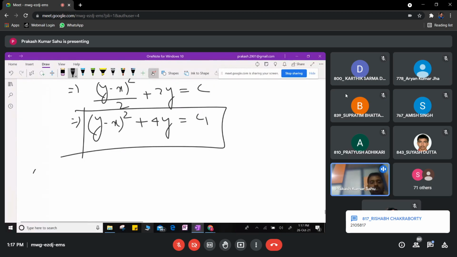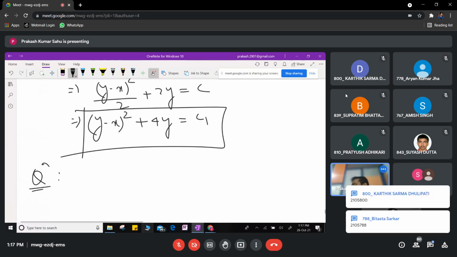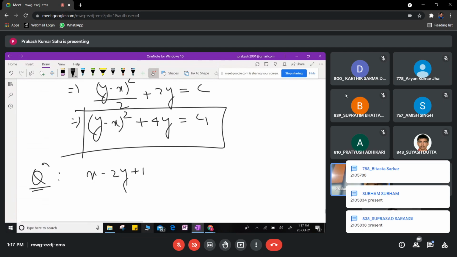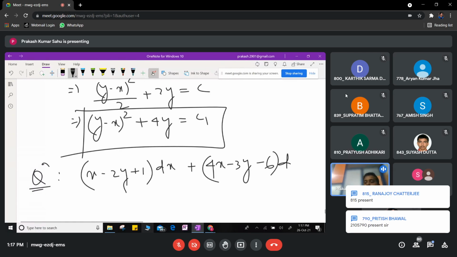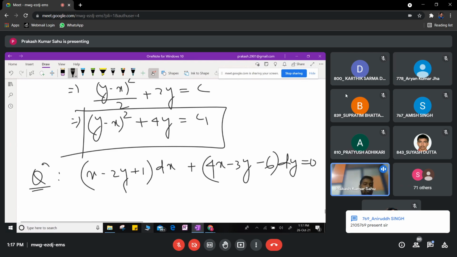Okay, write one more problem, you will do this one for case 1: (x minus 2y plus 1) dx plus (4x minus 3y minus 6) dy is equal to 0. Do this one, okay, it will be case 1.